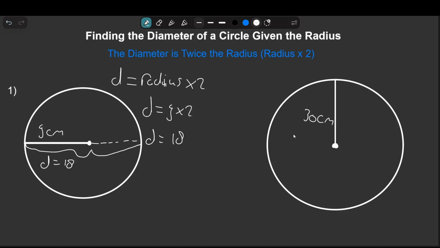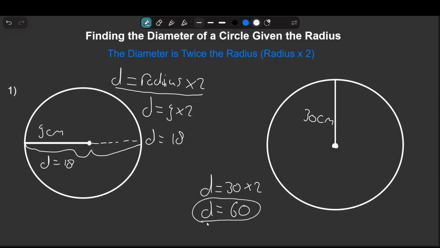So, now our radius is 30. As we know, diameter equals radius times 2. And our radius here is 30. So, our diameter will be 30 times 2, which equals 60. So, our diameters will be 18 and 60. The first one was 18, the second one was 60.